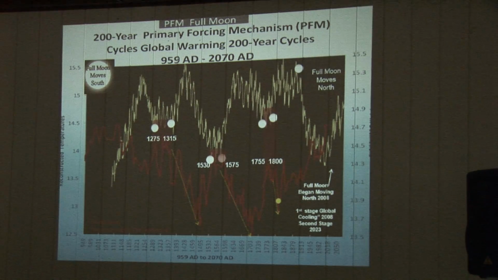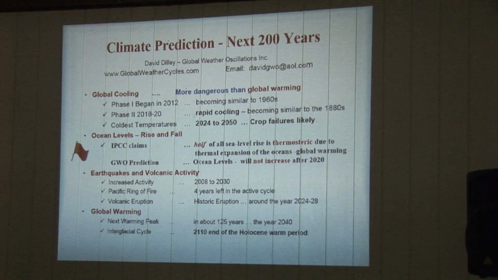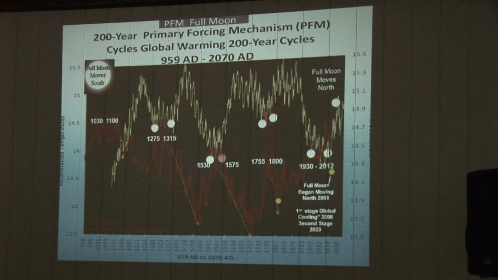And now, here we are, bam, down to the strongest part, 1930. The 1930s, the Dust Bowl, very warm. 2012, look where that dot is. And it went fast. And anyway, we came off it. We're coming off the cycle right now, heading into dramatic, fast global cooling.